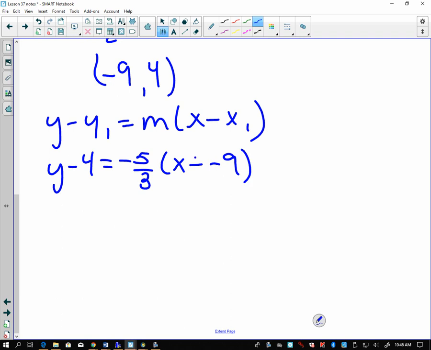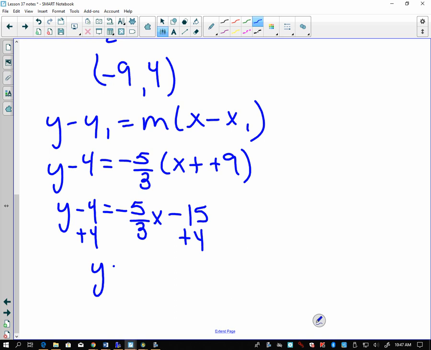We can go ahead and make those positives. We have y minus 4 equals negative 5/3 x, plus negative 45 thirds. 45 divided by 3 is 15, so negative 15. Negative 15 plus 4 gives us y equals negative 5/3 x minus 11. Hopefully, we'll double check. And that's the answer.